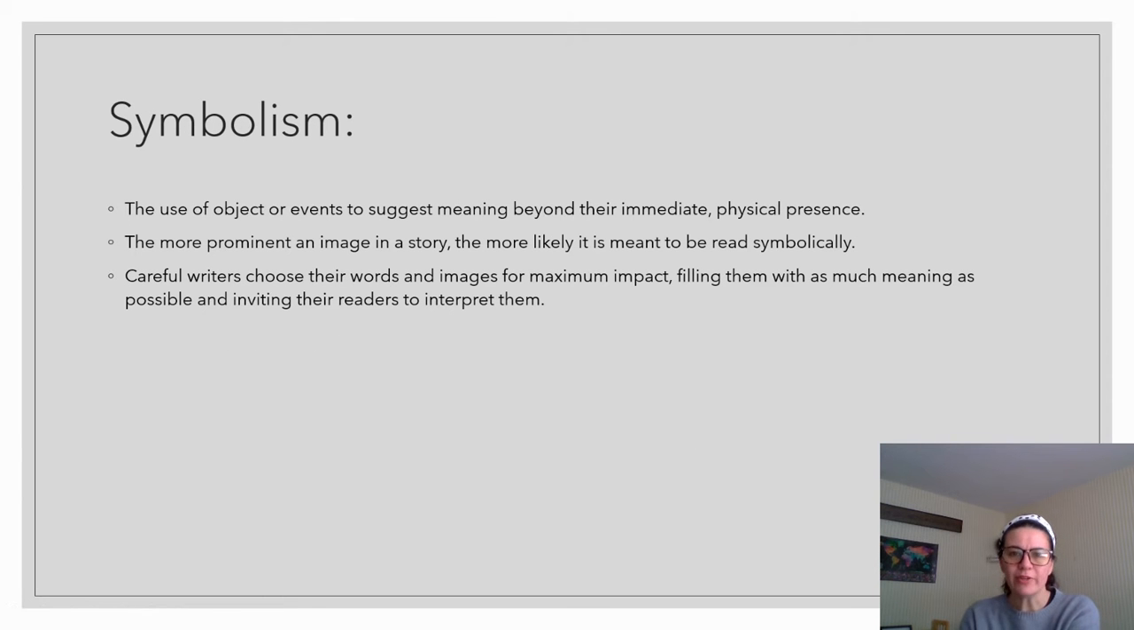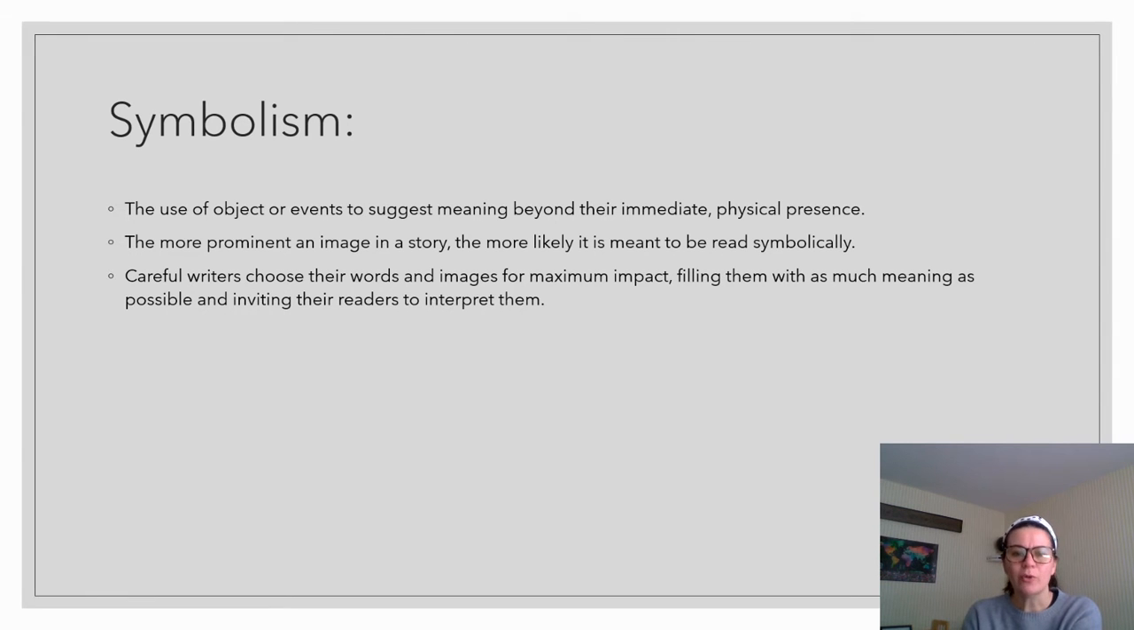Symbolism gets very tricky. It's the use of an object or event to suggest meaning beyond their immediate physical presence. The more prominent an image is in a story, the more likely it's meant to be read symbolically. So if you look at the short story The Lottery, that black box keeps coming up. They talk about it. They describe it. You have an image of it in your mind. What is it symbolic to? What can it connect to? The more something is brought up in a story, the more likely that it has a deeper meaning.